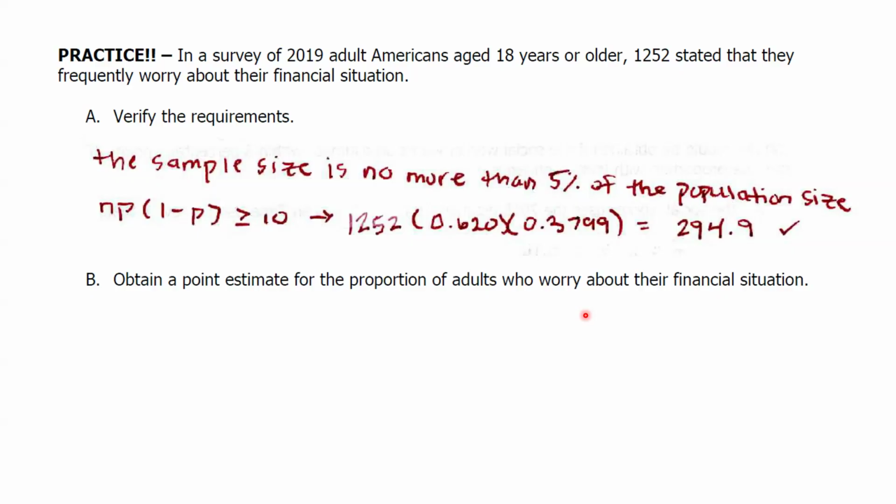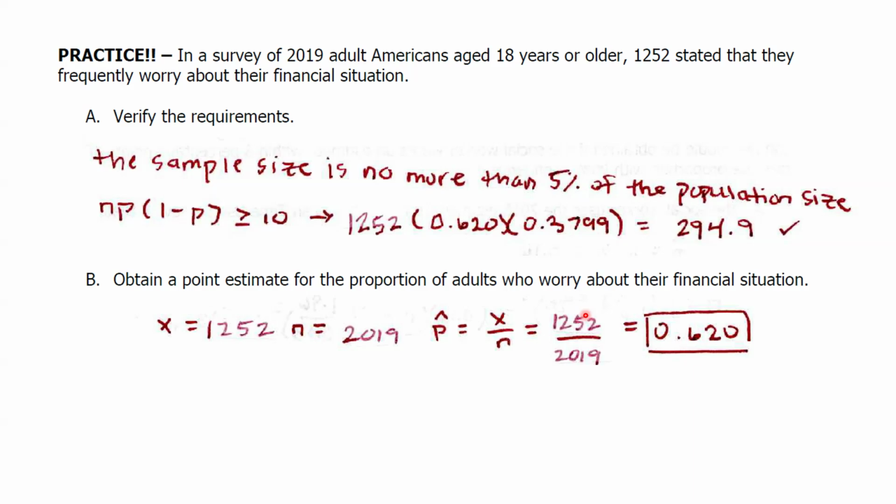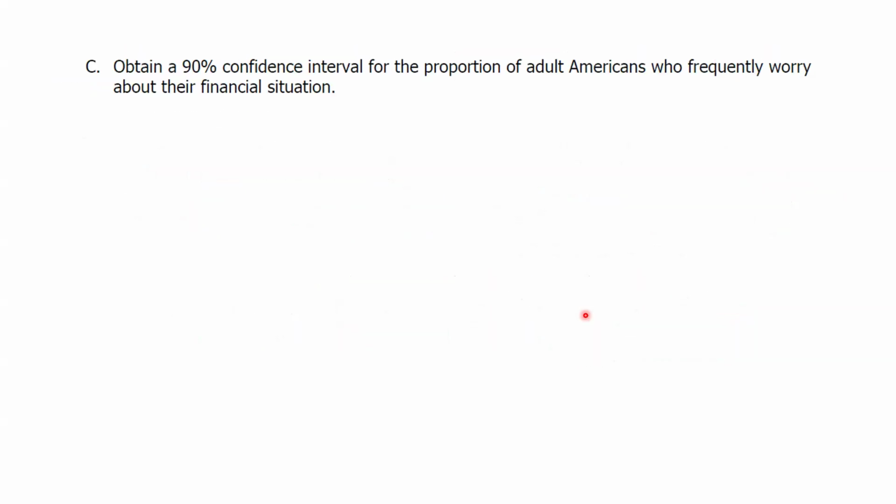You are next asked to obtain a point estimate for the proportion of adults who worry about their financial situation. So your X and N are given to you in your problem. So that's 1,252 for X and 2019 for your N. Dividing those values, you get 0.620.